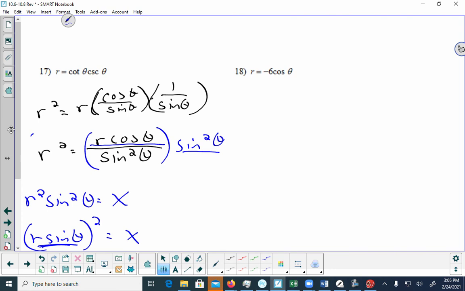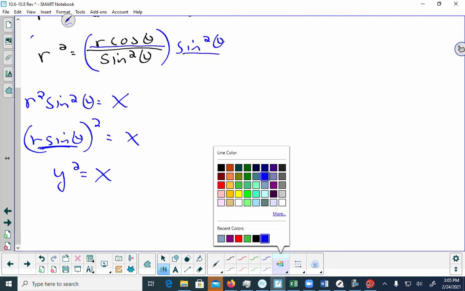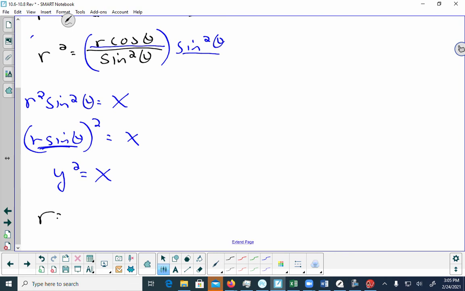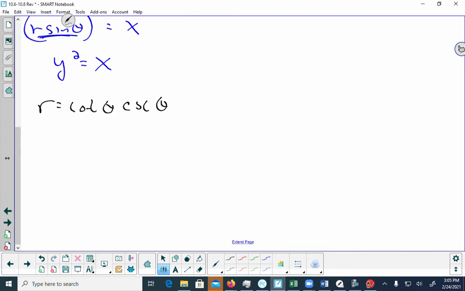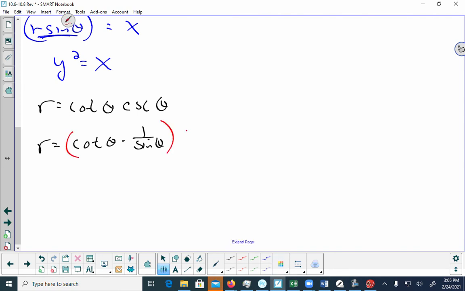So I'm going to copy that one down again. That's r. I'm going to show you a different way. Up to you, as long as you show me the work that you're doing, we're good. So r is equal to cotangent theta cosecant theta. Let's just leave cotangent like that for a second and say cotangent theta, and then this is 1 over sine theta. If I do that without multiplying by r first, I would get rid of that sine in the denominator by multiplying both sides by sine. And when I do that, r times sine will be y. So I have y is equal to cotangent.